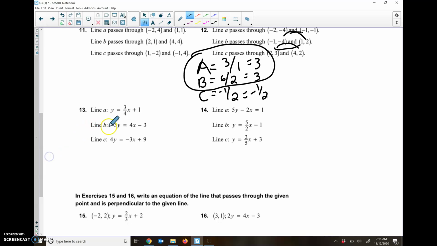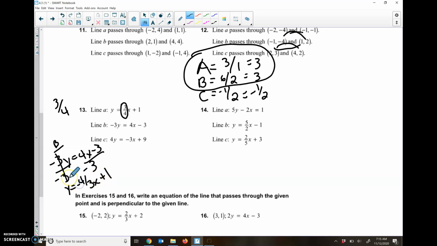Okay, here we'll look at both of these. None of them are too bad. So line A, it already tells us our slope is 3 over 4, so we like line A. Line B here, I got to do some work, but it's only one step, so not too bad. I'm going to divide both sides by -3. So I get y equals -4/3 x plus 1. Okay, so there's line B. We got -4/3. Line A, still slope of 3/4.